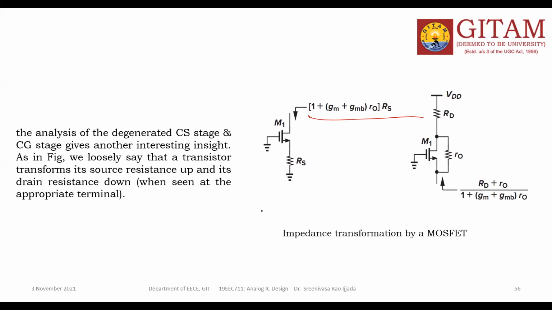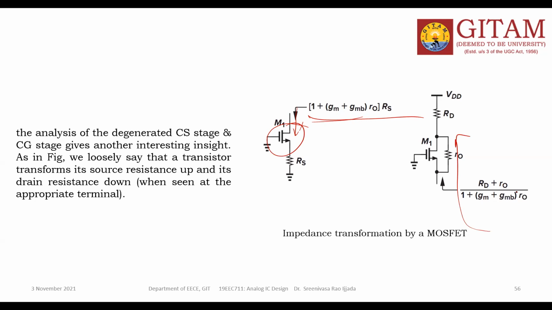What it means: if you want to see the input impedance, you should look up. If you want to see the load resistance, look down, because the load is at the drain. So the source is at the bottom. To find the output impedance, the term is 1 plus gmb into R naught into RS. If you look up, that is the input impedance: RD by RD plus R naught, into 1 by gm plus gmb into R naught.